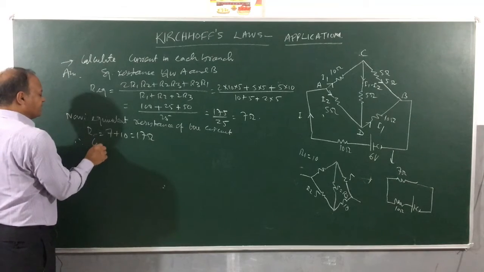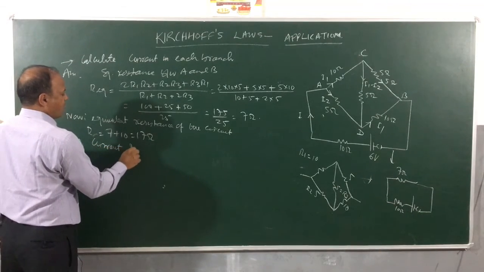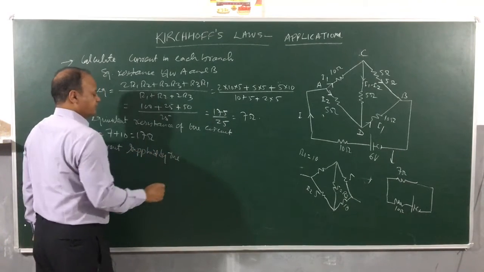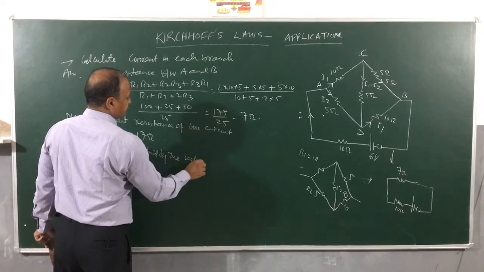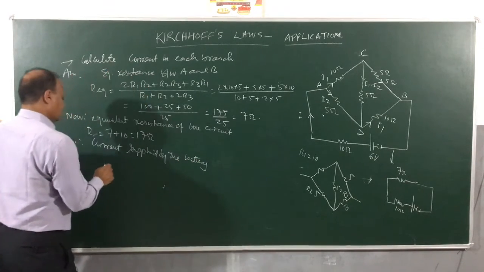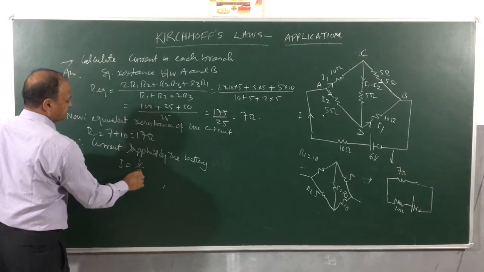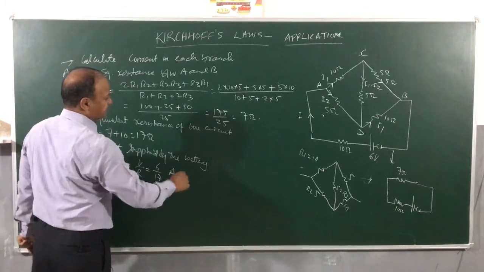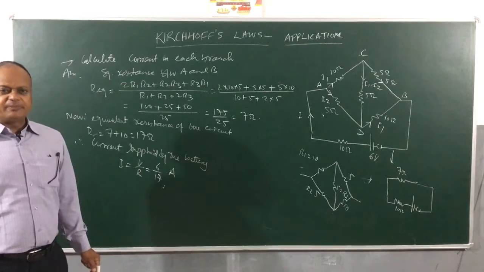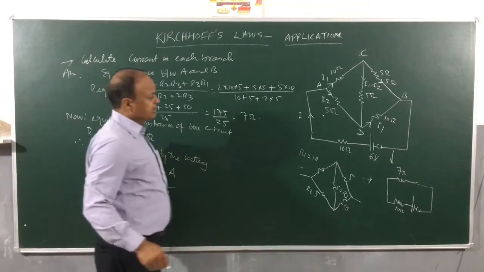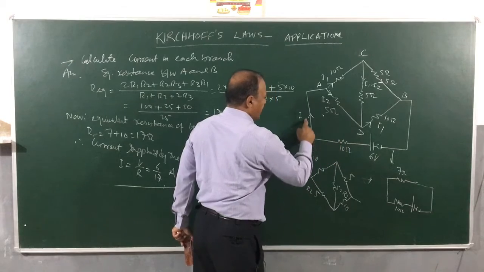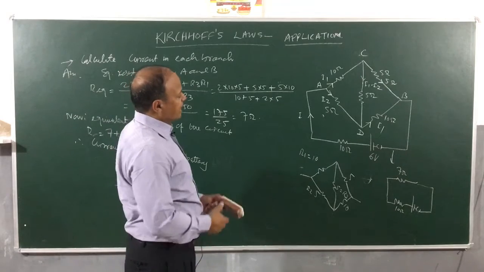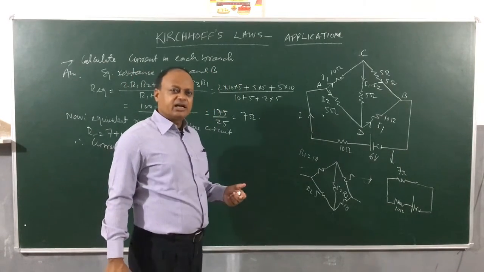Now therefore current supplied by the battery I is equal to V by R. So how much V, children? 6 by 17 ampere. 6 by 17 ampere. Now this is the current supplied by the battery. So this current will travel as I and split as I1 and I2. So actually we just need to calculate how much is I1 and I2.